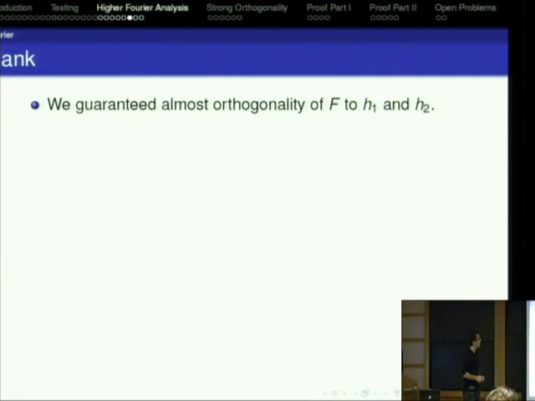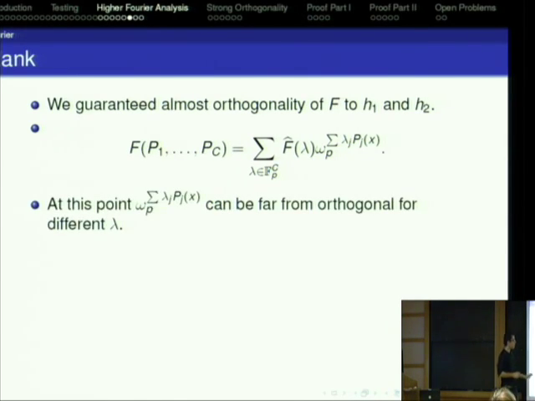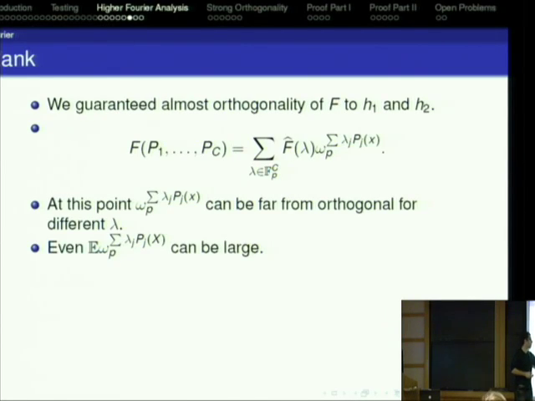So now, we guaranteed the almost orthogonality of f to h1 and h2. Now, let's go inside f. So we have this expansion of f. At this point, with the second decomposition theorem, it's not necessarily the case that these functions, which are going to play the role of characters, are orthogonal to each other. It might not even be the case that their average is large. So we have to fix this if we want to use them instead of characters.